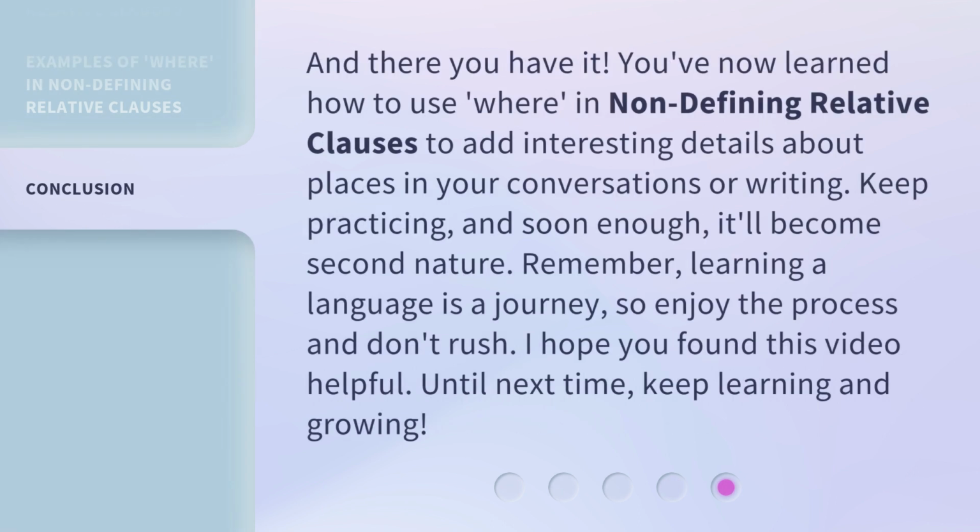And there you have it. You've now learned how to use where in non-defining relative clauses to add interesting details about places in your conversations or writing. Keep practicing, and soon enough, it'll become second nature. Remember, learning a language is a journey, so enjoy the process and don't rush.